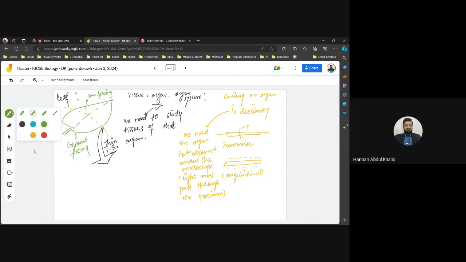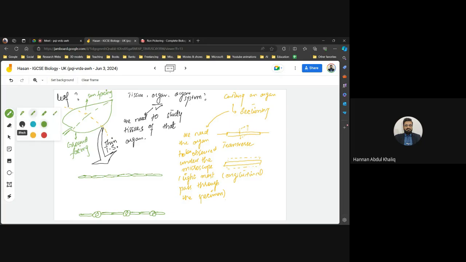Okay. When you take a thin piece of section of the leaf and you observe it under the microscope, the surface that you named as sun facing and the surface you named as ground facing appeared to be having some very distinctive and some very common types of cells.